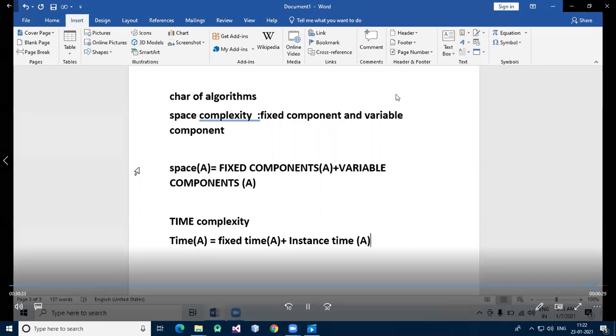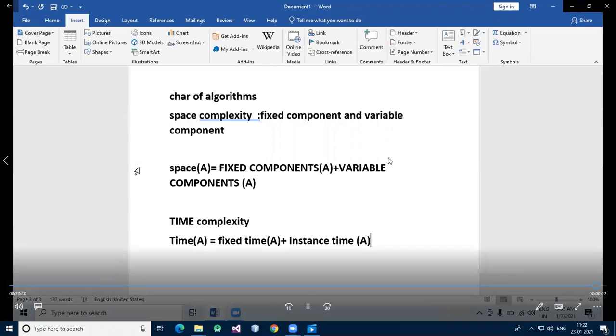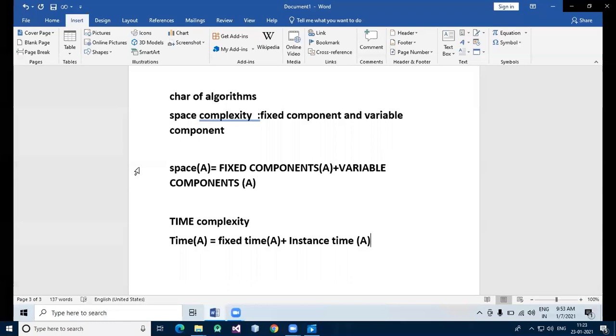Here the number of steps is the most prominent instance characteristic, and the number of steps assigned to any program statement depends on the kind of statement, like comments count as 0 steps. Therefore, to calculate the total number of program steps, we use the following procedure: for each statement we need steps per execution, frequency, and total steps.